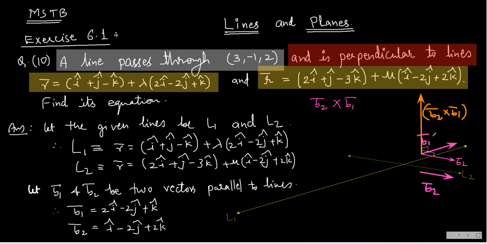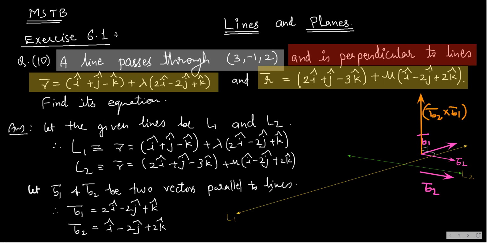Since the vector B2 bar cross B1 bar is perpendicular to B1 bar and B2 bar, it is also perpendicular to L1 and L2, because B1 bar and B2 bar were the vectors parallel to L1 and L2. I repeat the statement once again: since this vector is perpendicular to B1 bar and B2 bar, it is automatically perpendicular to L1 and L2.